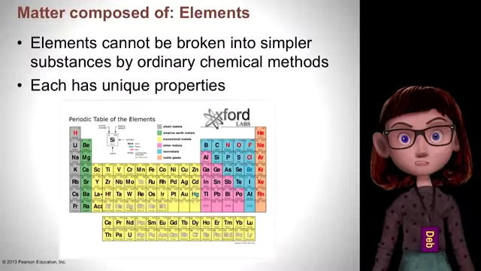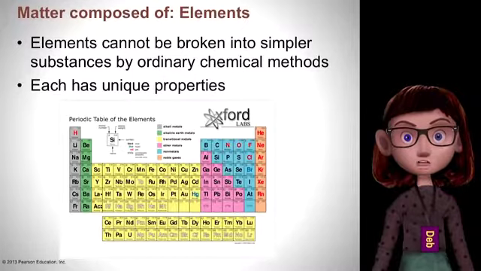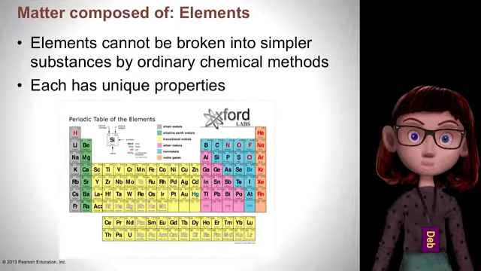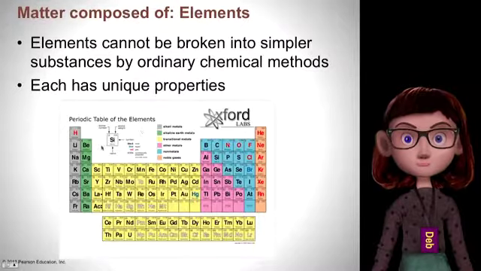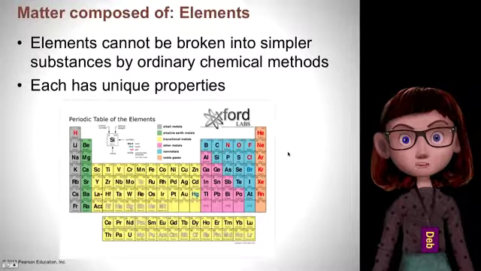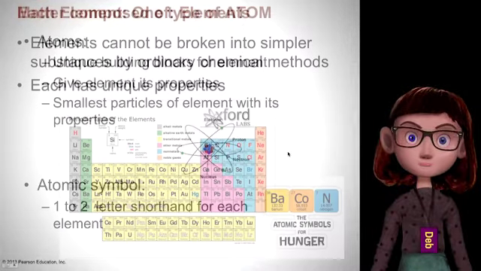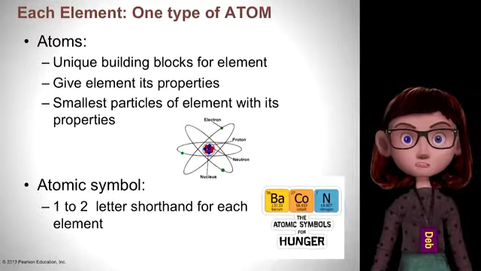Matter is composed of elements. Elements, remember, cannot be broken down into simpler substances by ordinary chemical methods, and each element has a unique property. And here is a representation of the elements in the periodic table of elements, which we will be talking about briefly. Now, each element is composed of one type of atom.